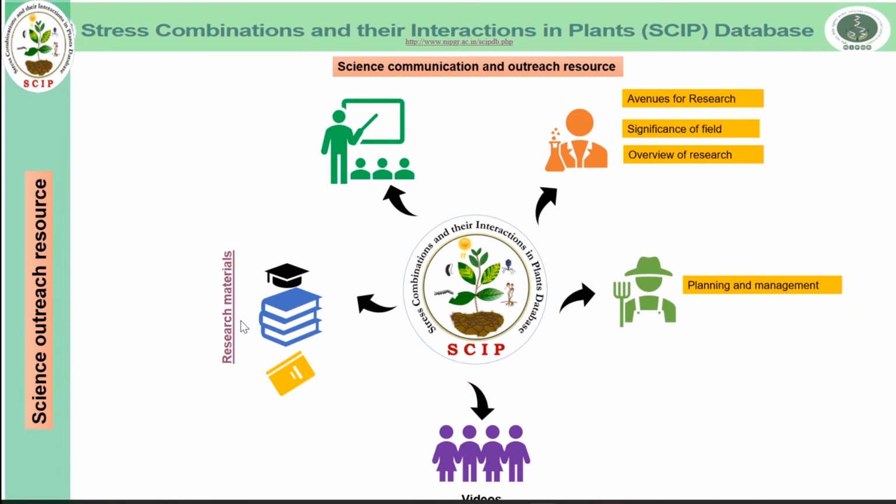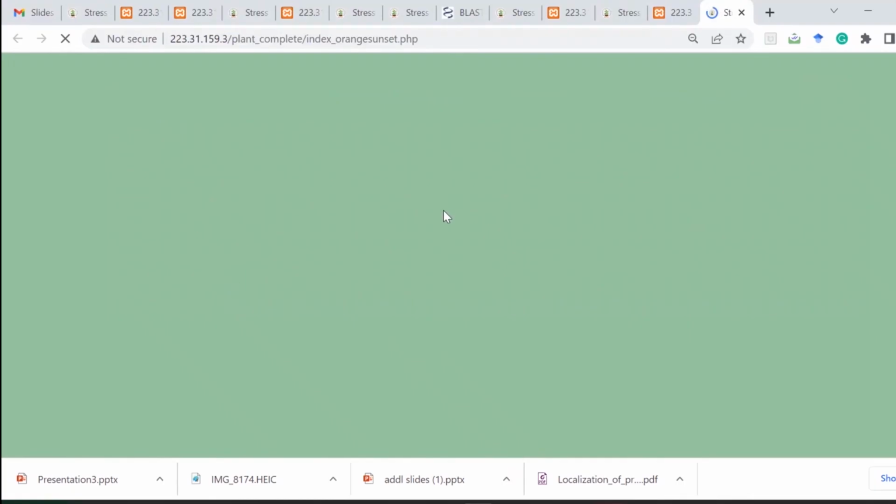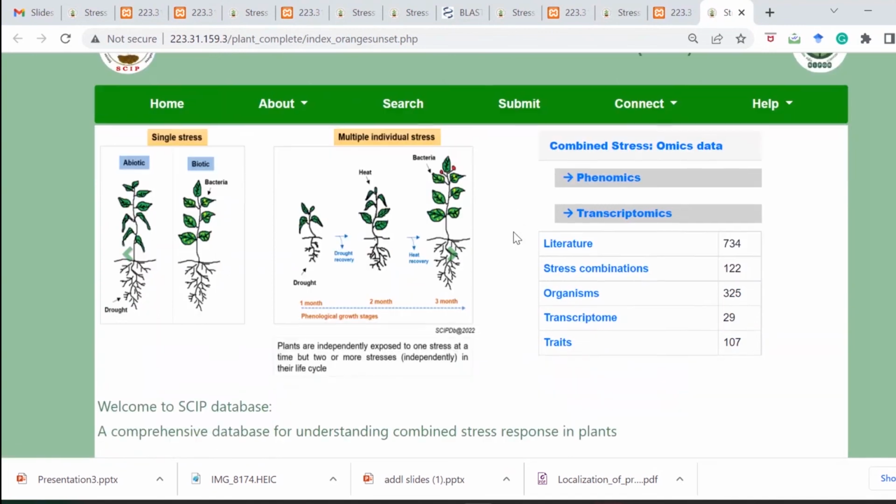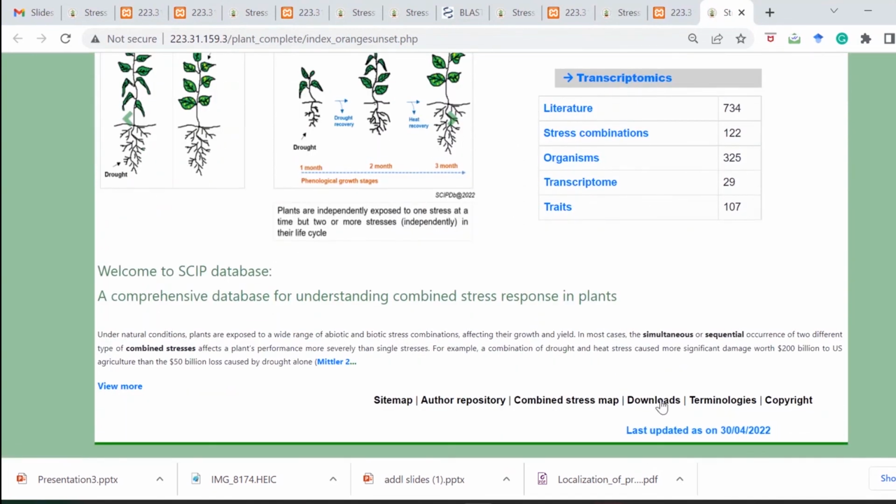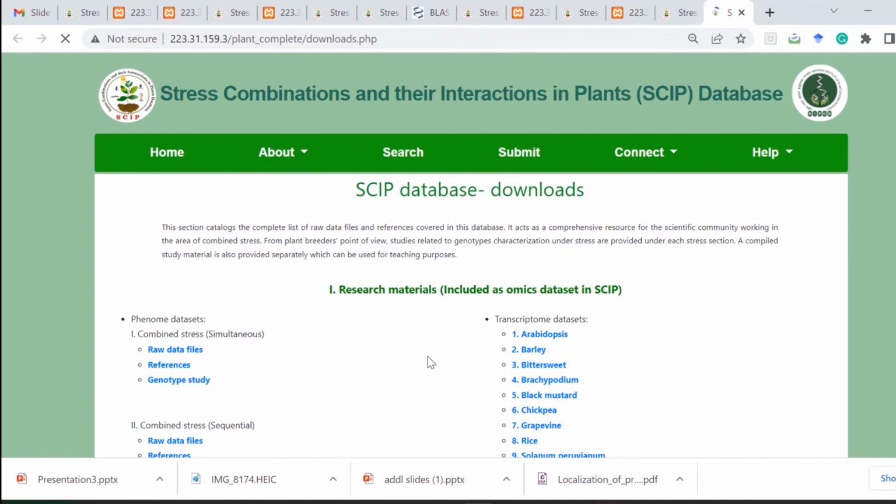Furthermore, the SCIP database can also serve as an important resource for science communication and outreach. The database hosts valuable research materials that can be utilized by various scientists and students. This can be accessed from the download section of the database.